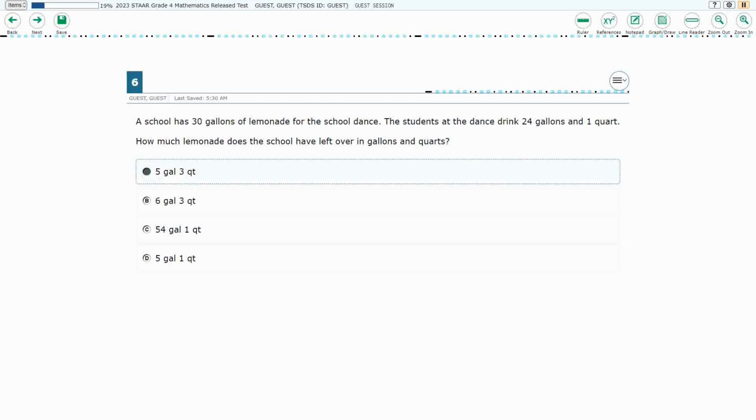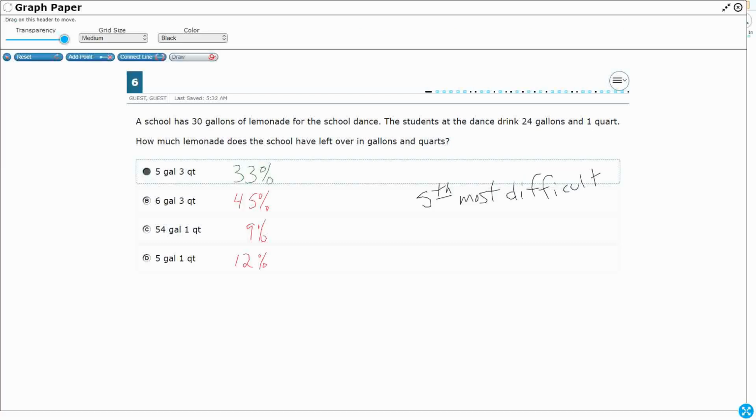Let's see how we did across the state of Texas. So this was tied for the 5th most difficult. Take a look. Our number one answer is not even correct. More students chose B, 45%, than chose the correct answer of A. So this is what happens when students don't draw a physical representation. They just try to subtract, right?